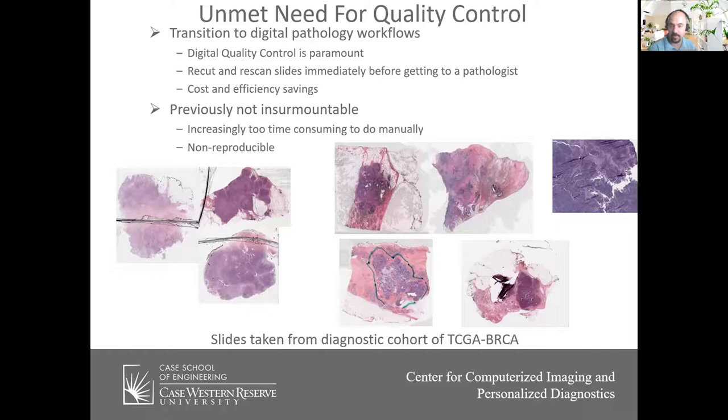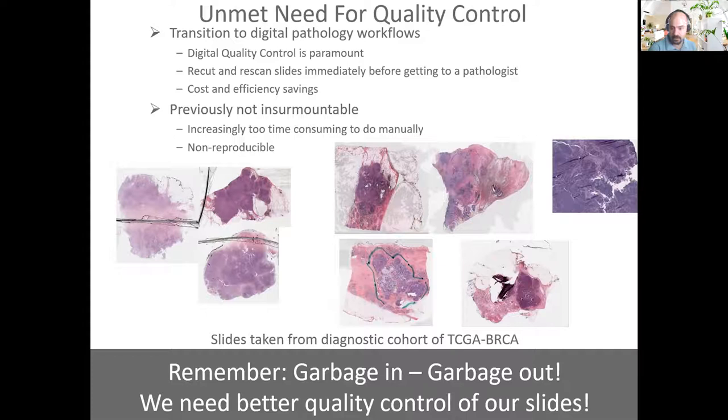One main idea that we want to take away from all the talks both today and yesterday is that, especially in machine learning and in particular deep learning, if we have garbage in, we're going to get garbage out. So is this tissue fold related to that patient's cancer diagnosis? Probably not. So it just represents noise to the system, and it would be better if we could avoid that. So we need better quality control of these slides.